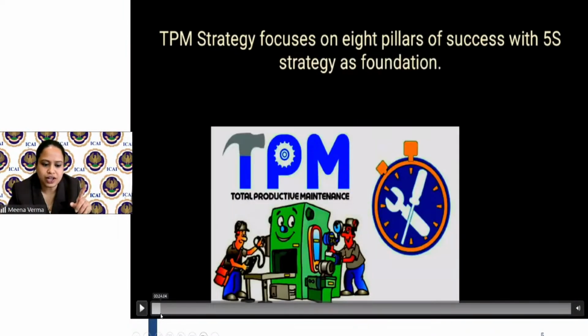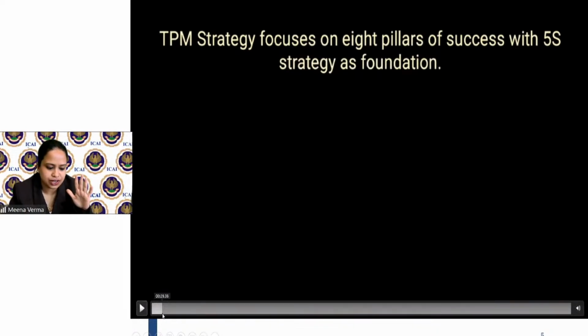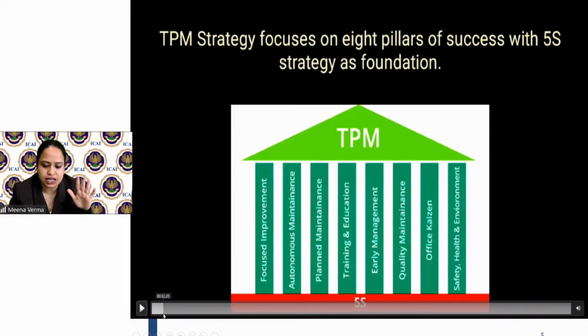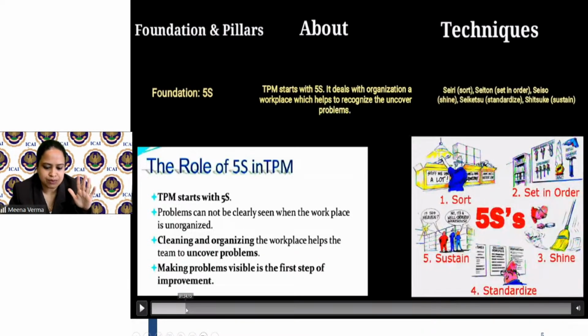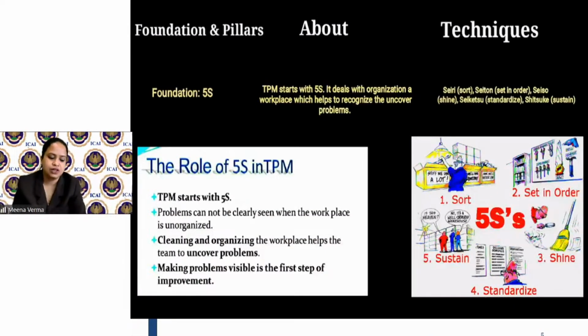So total productive maintenance strategy focuses on 8 pillars of success. And the base is 5S methodology, right? 5S is the base. These are the 8 pillars of total productive maintenance. First, we will implement the 5S methodology in the company. Total productive maintenance all started with 5S methodology.